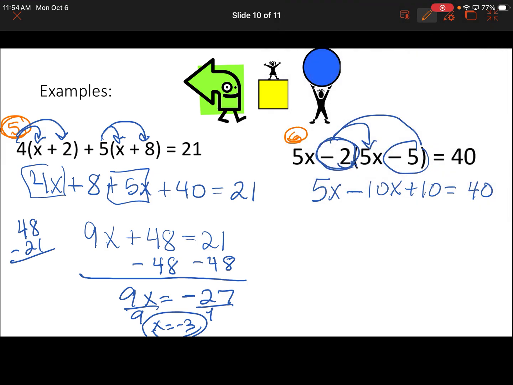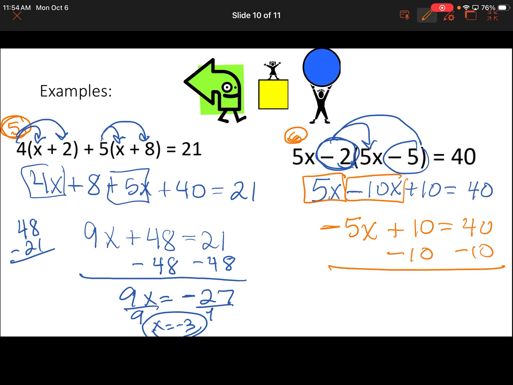We are going to collect like terms, and I hope we all agree we get -5x. Plus 10 is 40. Subtract 10 from both sides. -5x is 30. Divide both sides by -5. x equals -6.